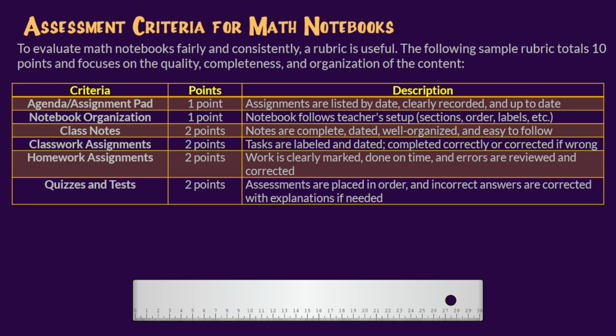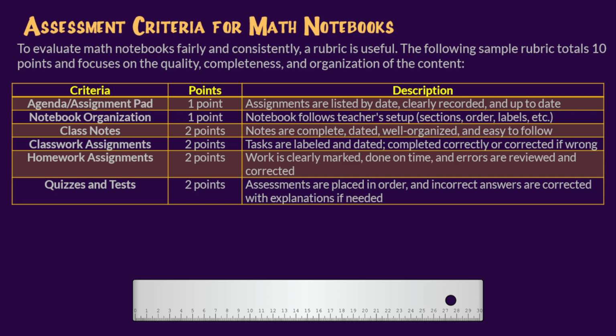Notebook organization, notebook follows teacher's setup, that is section, order, label, etc. Here the teacher can give maximum 1 point. Class notes, notes are complete, dated, well organized, and easy to follow. A teacher can provide maximum 2 points. Classwork assignment tasks are labeled and dated, completed correctly or corrected if wrong. That the teacher can give maximum 2 points.